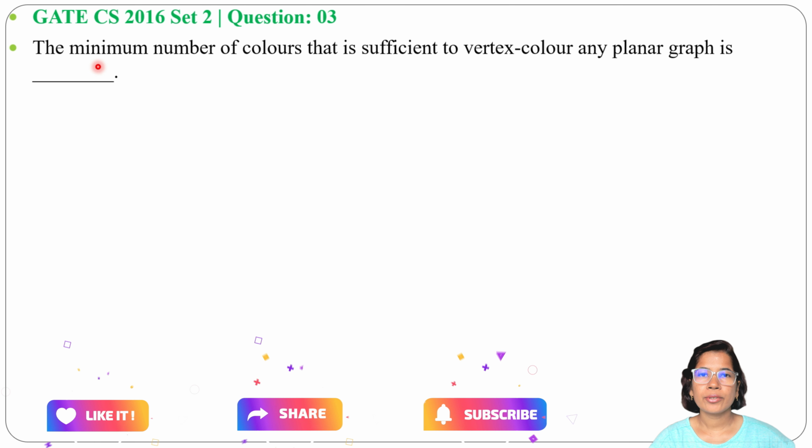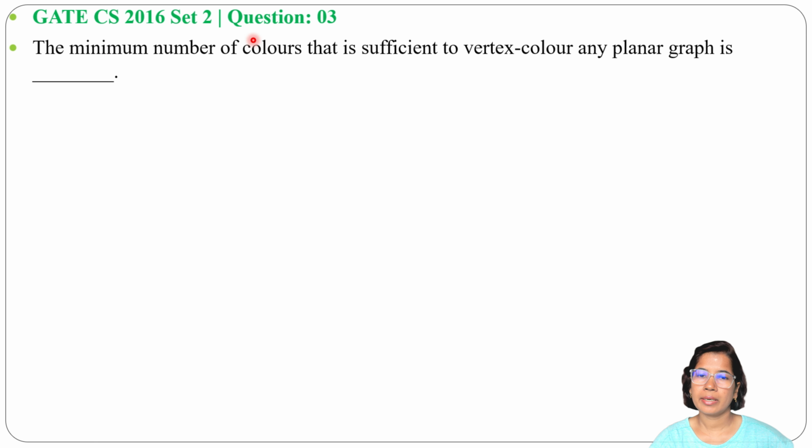Let's solve one previous question of graph theory. This question was asked in GATE CS 2016 set 2 question number 3. The minimum number of colors that is sufficient to vertex color any planar graph is dash.